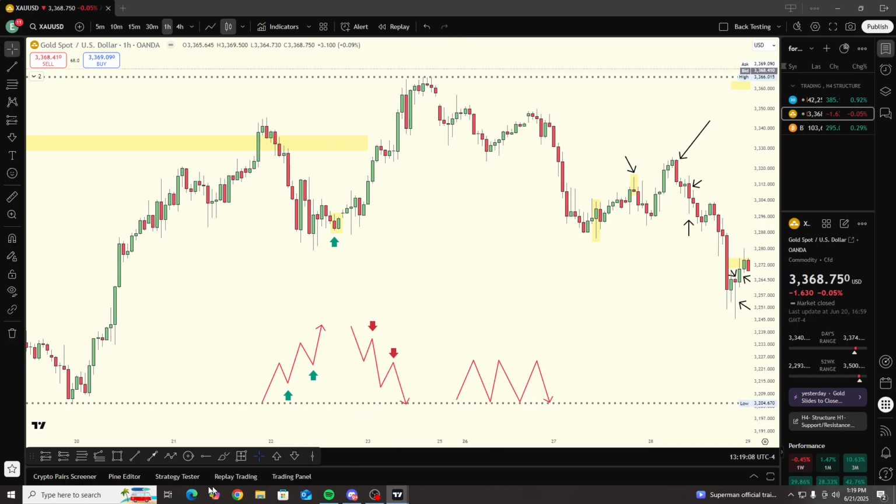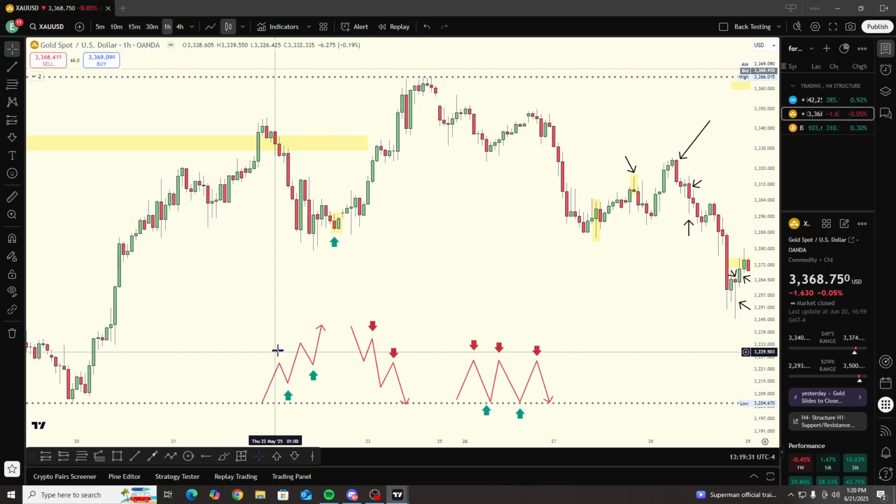In consolidation, you find support in these areas. In consolidation, you can find resistance at these points. All right, so let's get into it.